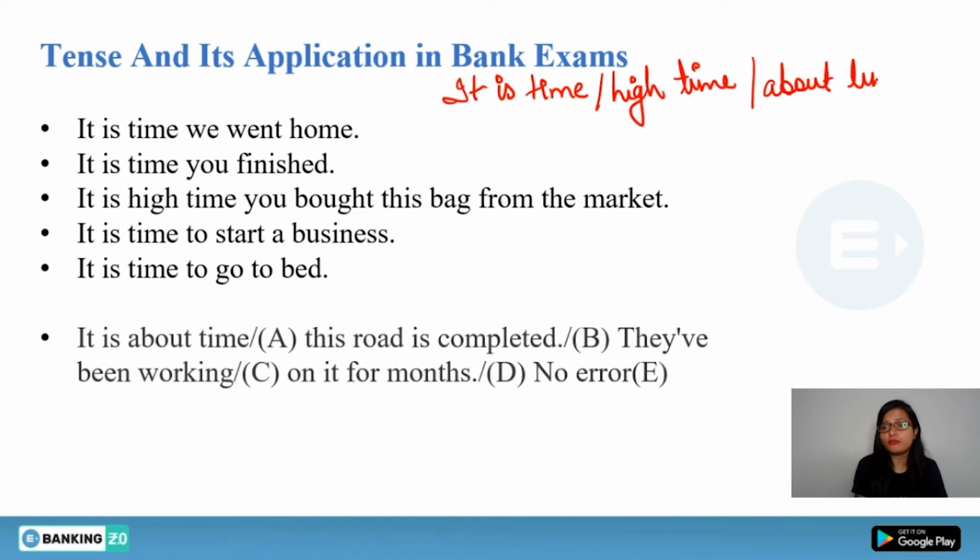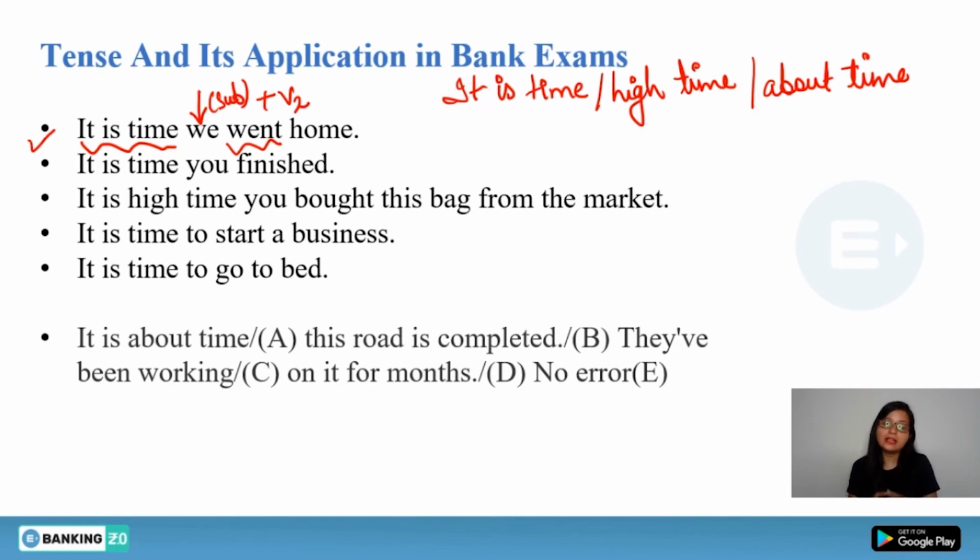All these kinds of phrases, when you have them in your sentence, you have to use your verb in two ways. First is this kind of sentence: it is time we went home. What did you see? It has it is time, then you have this subject, and then you have to use v2.